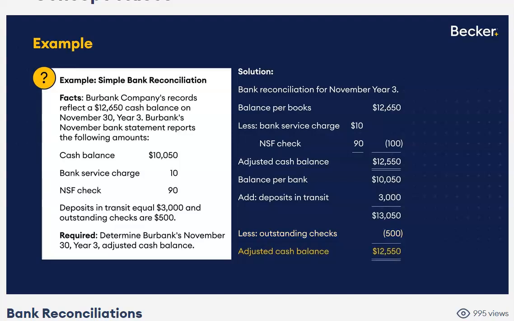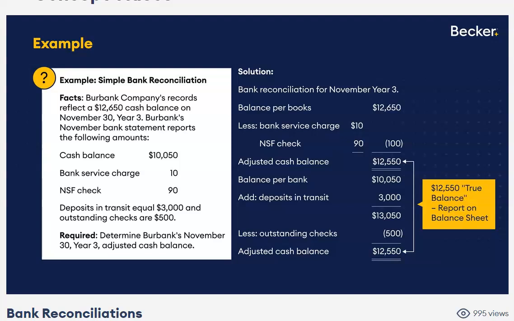So the 10,050, add the 3,000 deposits in transit, subtract out the outstanding checks, and you got 12,550. Same result, different format. Both of them now reconcile. That's our true balance that'll be reported on the balance sheet. So that's an example of a simple bank rec.